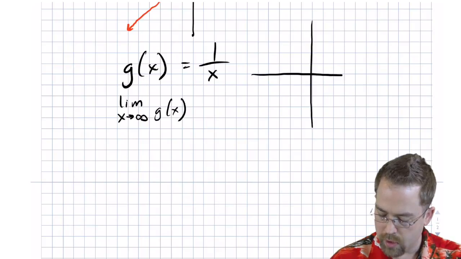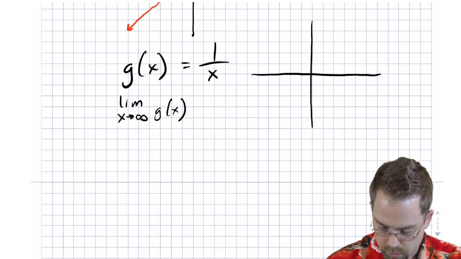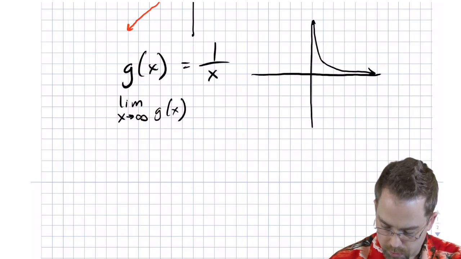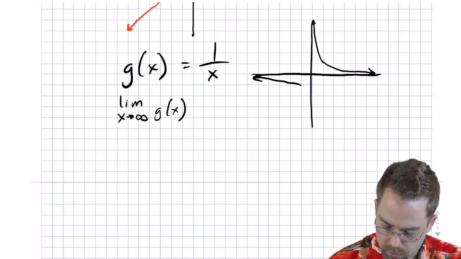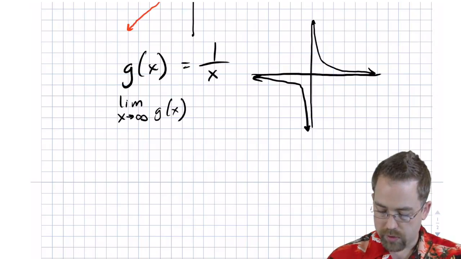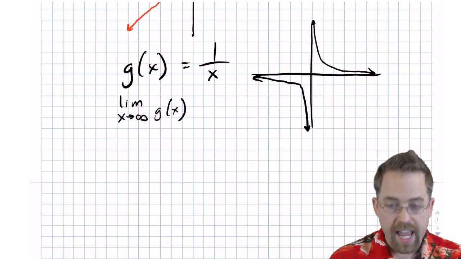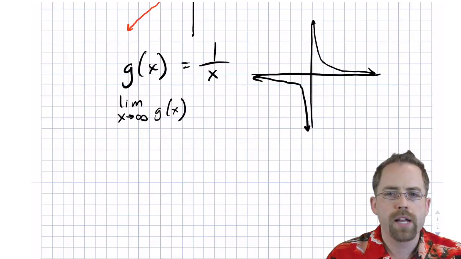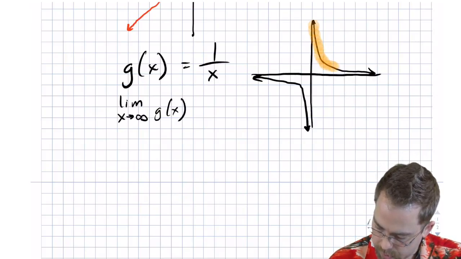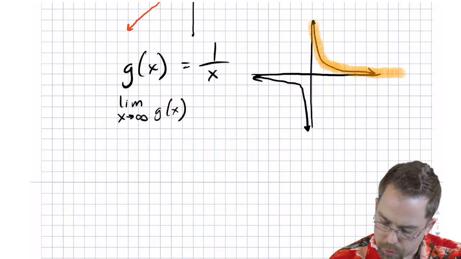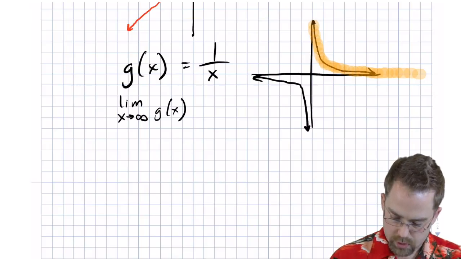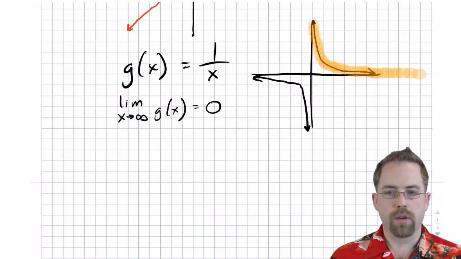1 over x is a rational function that goes through 1, 1 and has asymptotes at x equals 0 and y equals 0. So it looks like that. Now, it's sometimes helpful to imagine that you're an ant, a little two-dimensional creature walking along the graph, and as you go further and further to the right, where were you headed? Well, you were headed towards 0 as you went off to the right.